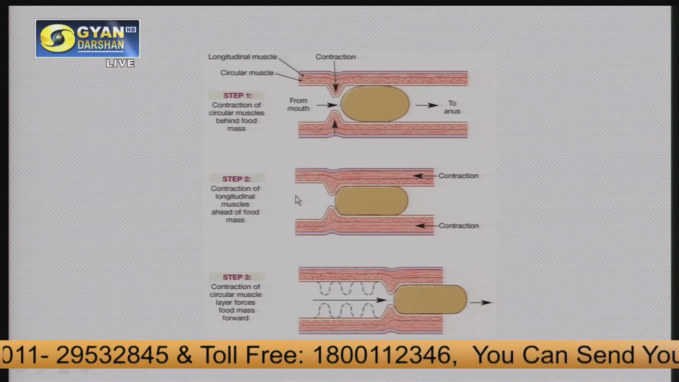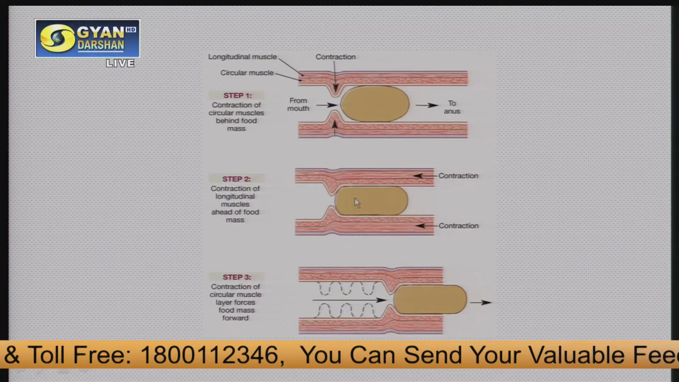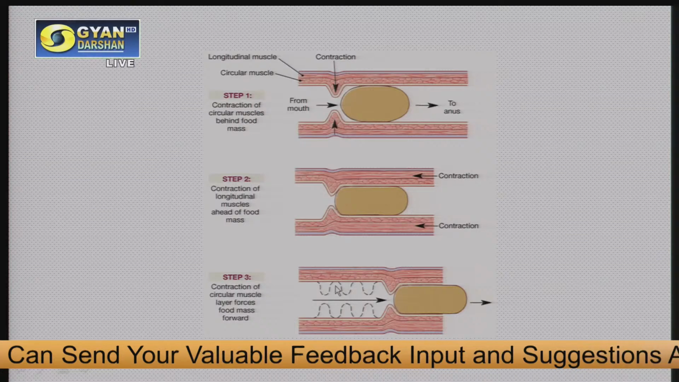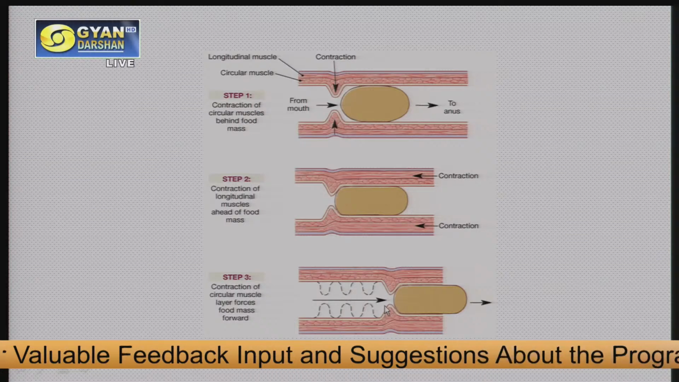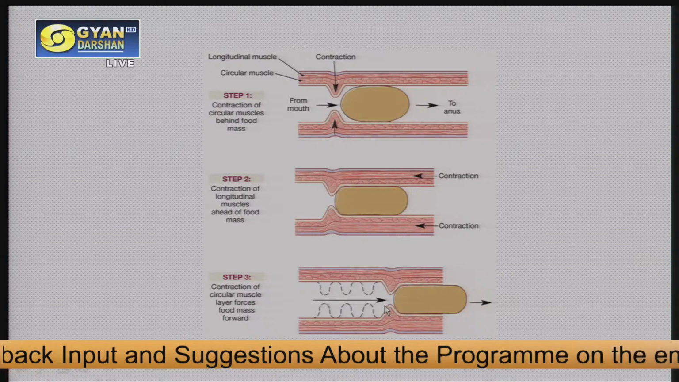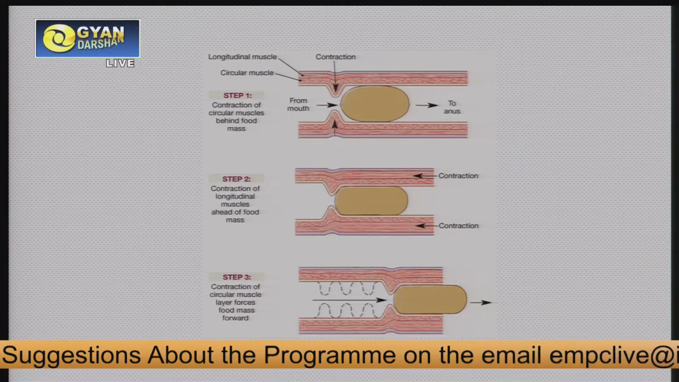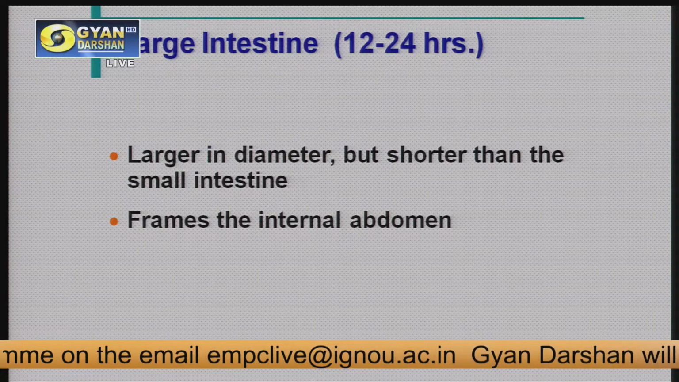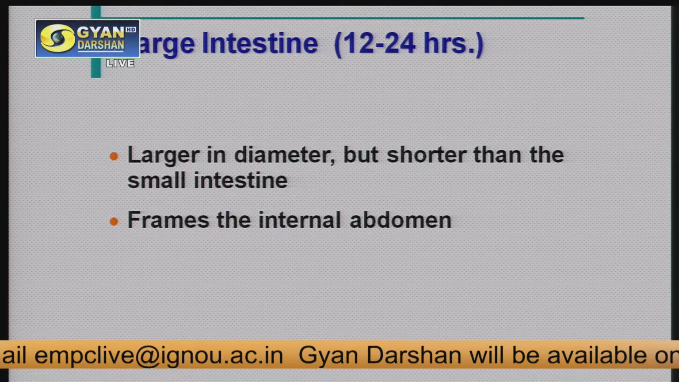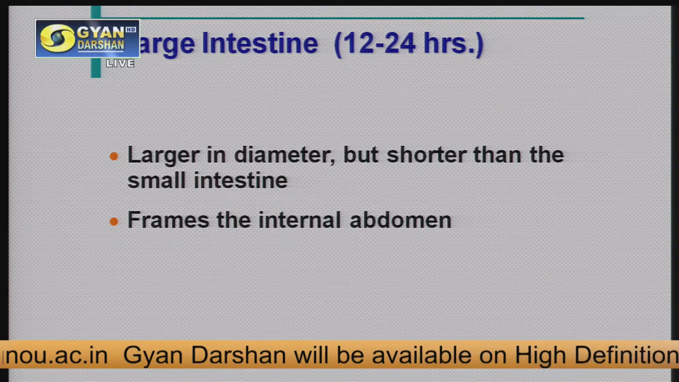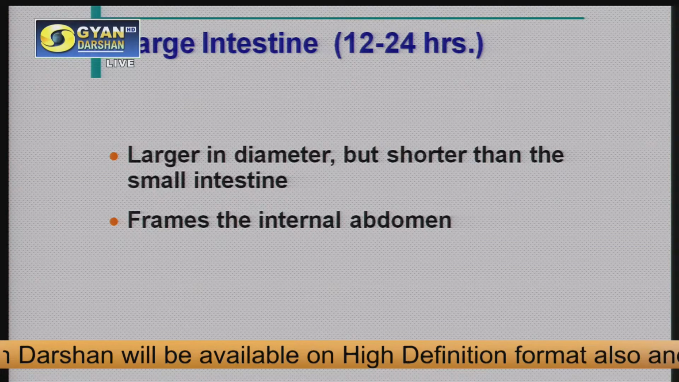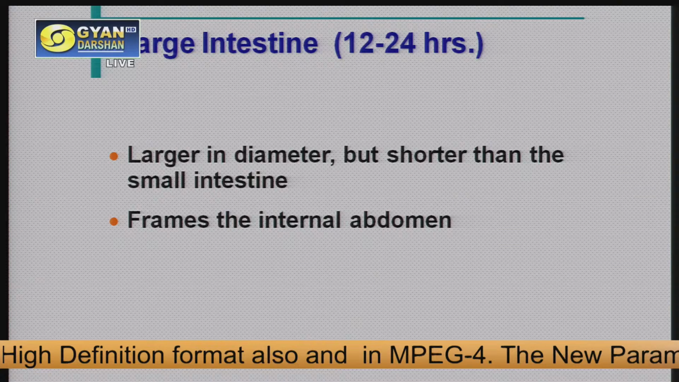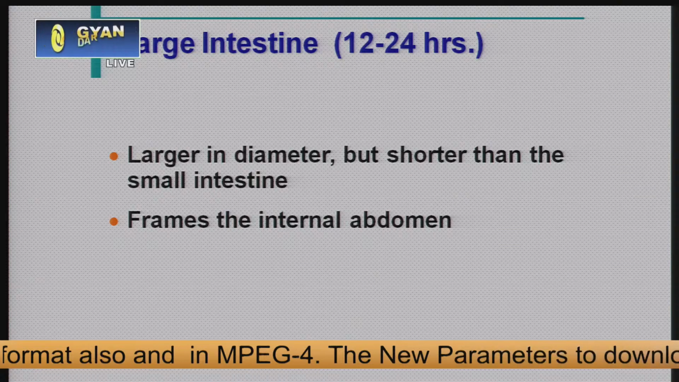Then there is a contraction of longitudinal muscle. This you can see, there is the contraction. Then step 3, it is the contraction of circular muscle. Here you can see circular muscles are moving and it forces the food mass forward. So this is the mechanism. It is a very scientific mechanism, because everything is engineered in such a way that there is a balance, such that if there is any small disturbance, then there can be a disorder or disease.